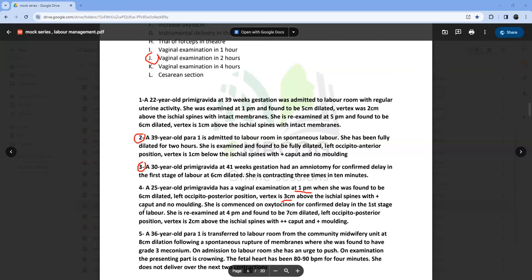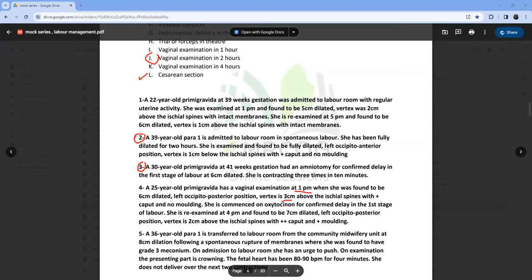With 2 plus caput, this is a sign of cephalopelvic disproportion when it comes early like this with 7 cm, right? Yes, that's why we will go for the cesarean section.